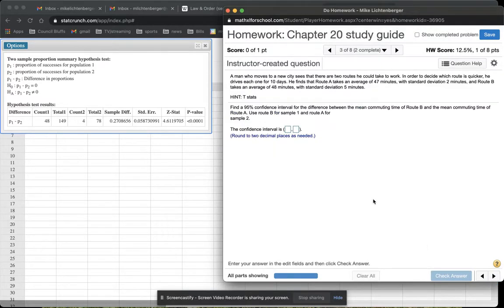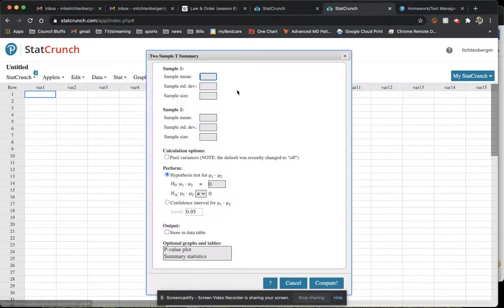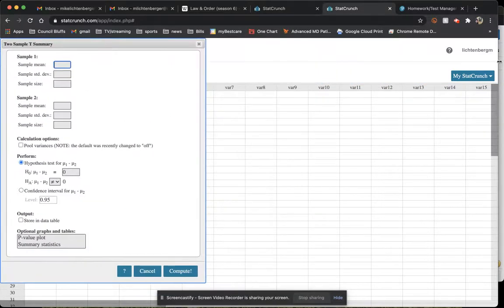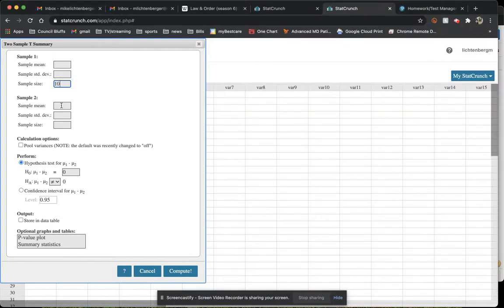Number 3. A man who moves to a new city. This is the average time for a route. So we're going to do T stats this time. So stat, T stats, and two sample with summary. Okay. So use route B for sample 1 and route A for sample 2. So notice he drove each one for 10 days. So the sample size for both is going to be 10.